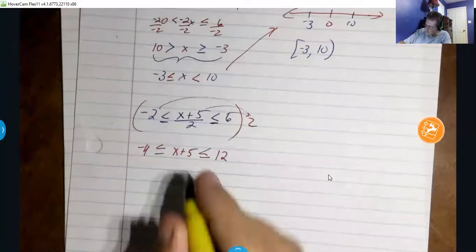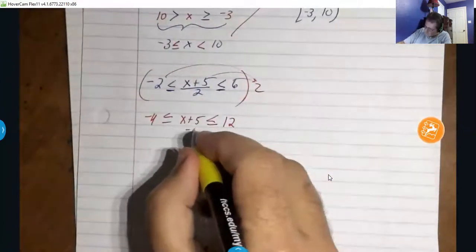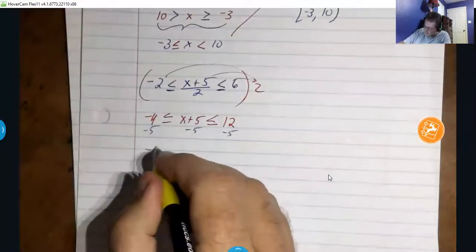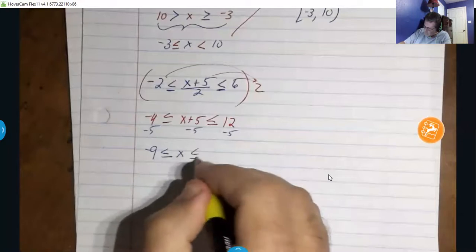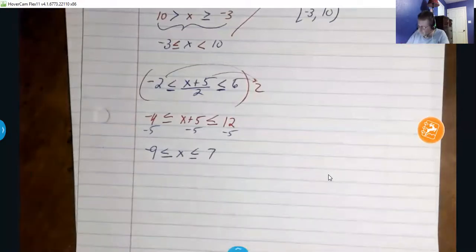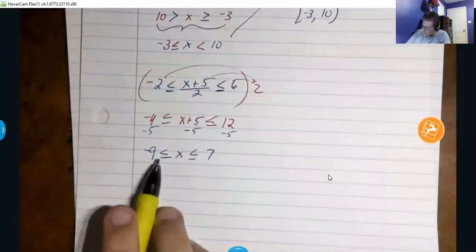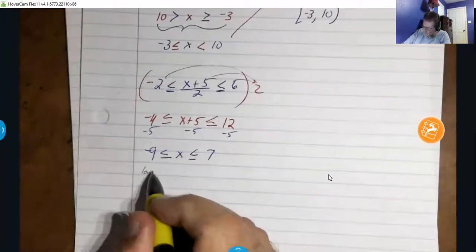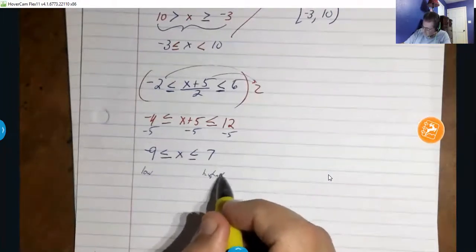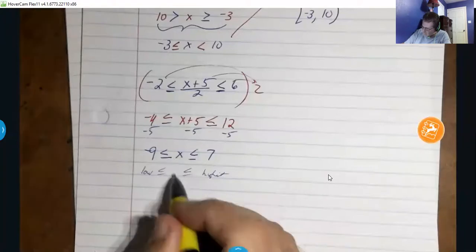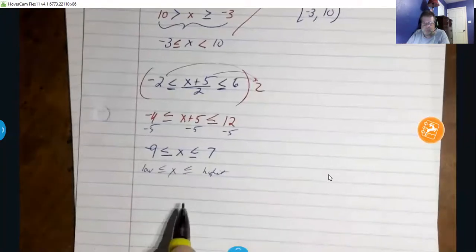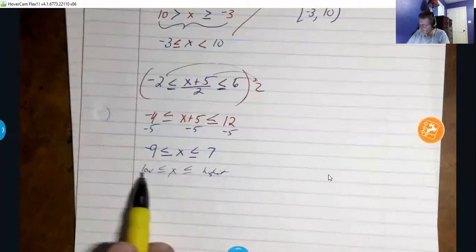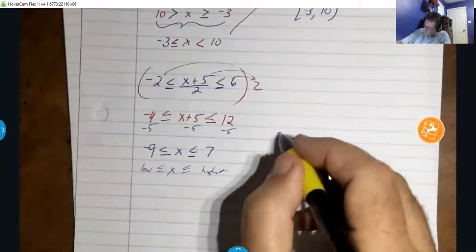And now I have to isolate the x, right? So we're going to subtract 5. Now that is not multiplying or dividing, that's subtracting, so I do not flip anything. And I'm left with this. So I have negative 9 is less than or equal to x, which is less than or equal to 7. This should always be the lowest number to the highest if you're using these symbols. If the symbols are pointing to the left, it's always lowest to the highest. If they're pointing to the right, then it's highest to lowest. But it's easier this way.